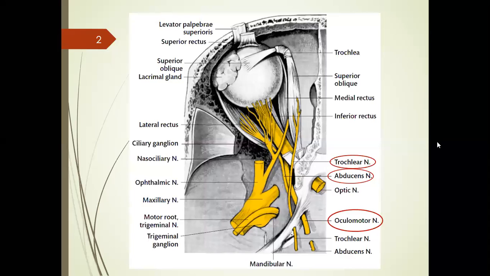Today's topic of discussion is oculomotor, trochlear and abducens nerve. You can see in this slide, this one is oculomotor nerve, this one is trochlear, and this one is abducens nerve. You can see here abducens supplies only the lateral rectus muscle, and trochlear is supplying only the superior oblique muscle, and the rest of the extraocular muscles are supplied by the third cranial nerve or the oculomotor nerve.